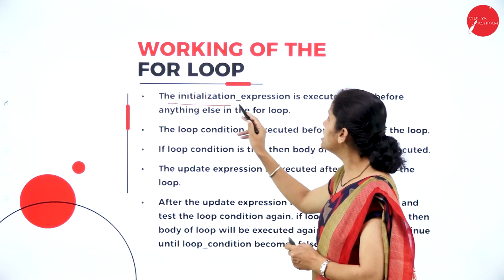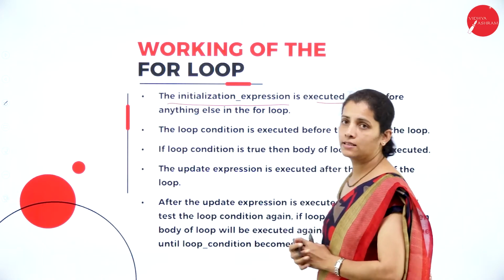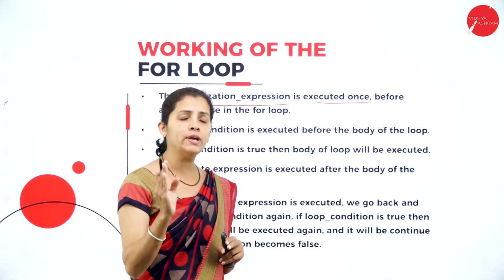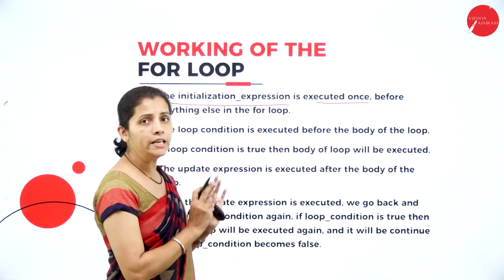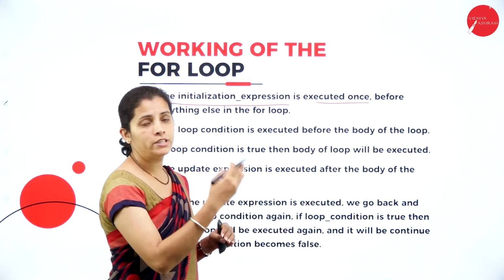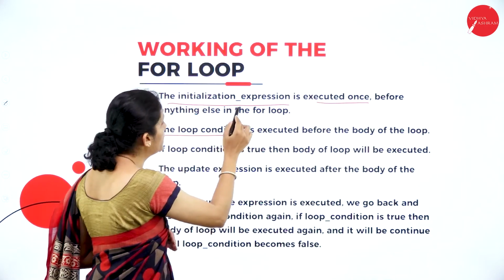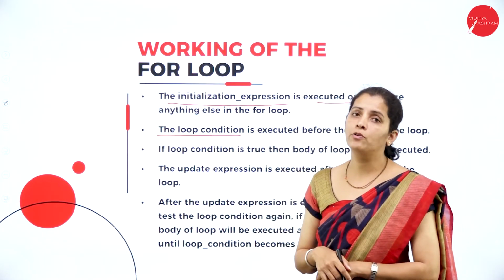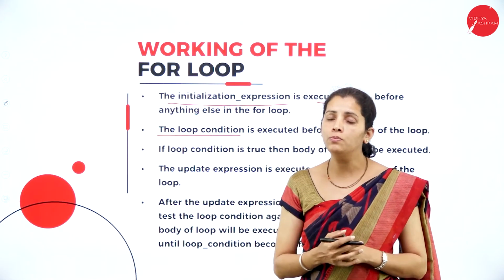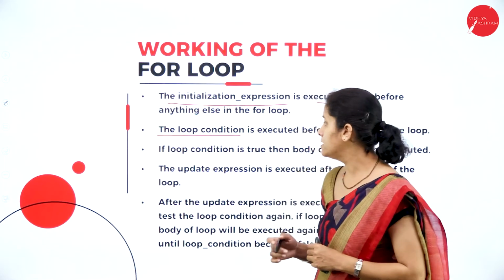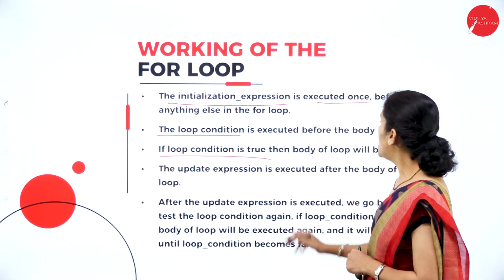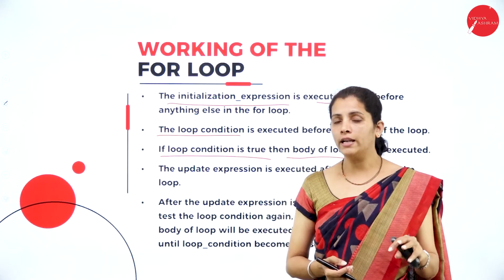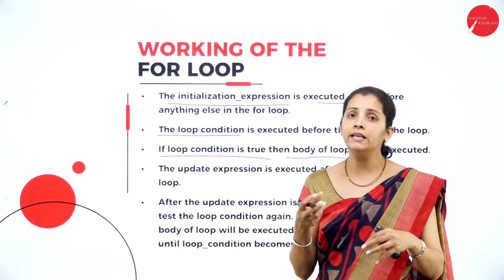So the initialization expression is executed once. That means if I consider a for loop, the initialization is going to execute only once. After the initialization is done, next I'm going to check the condition. So the loop condition is executed before the body of the loop. That means before executing the body of the loop, we must check the condition. If the condition is true, the body of the loop will be executed.